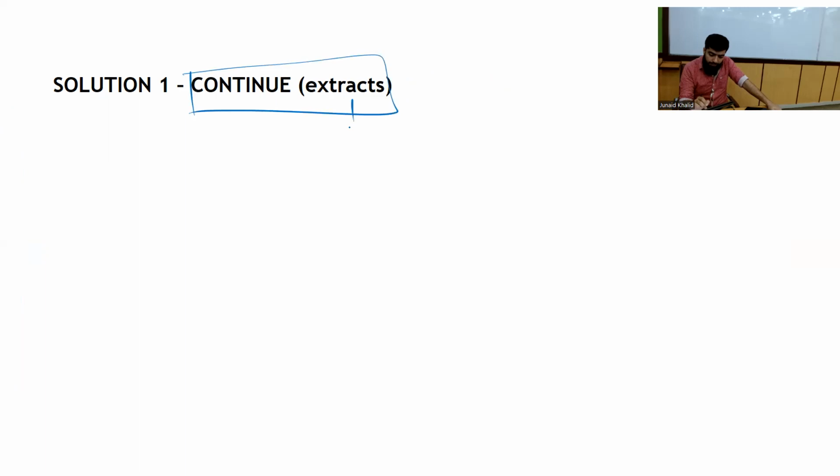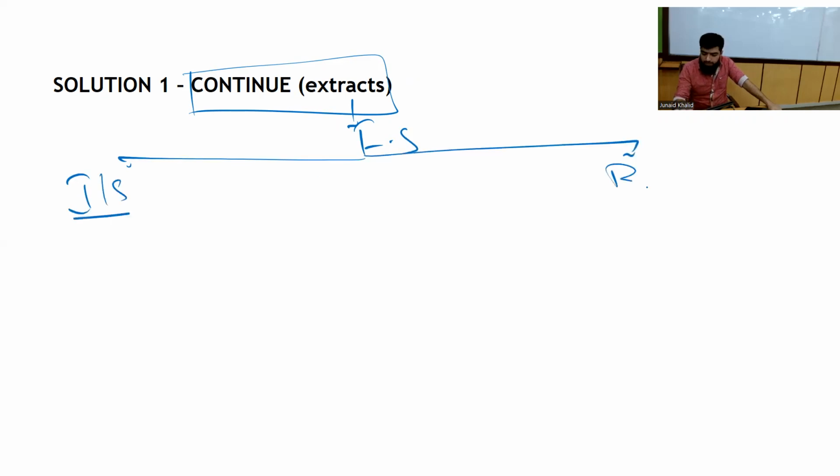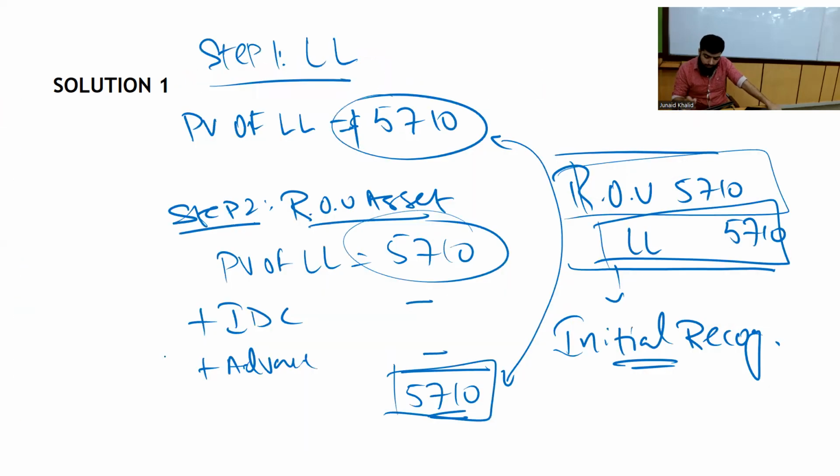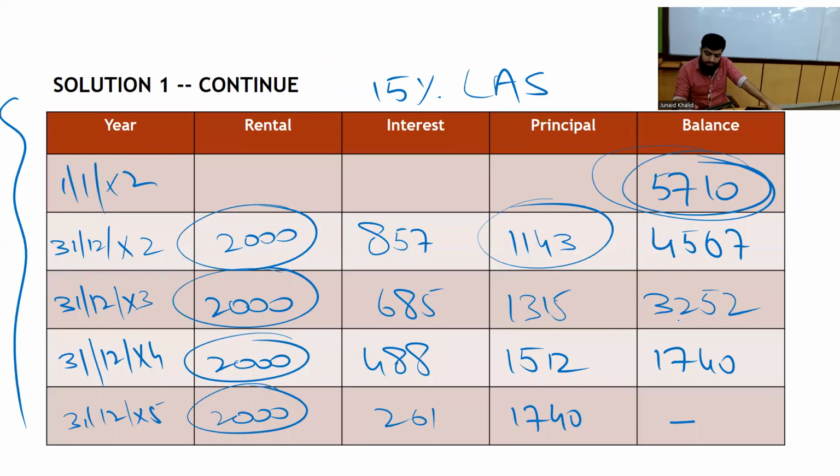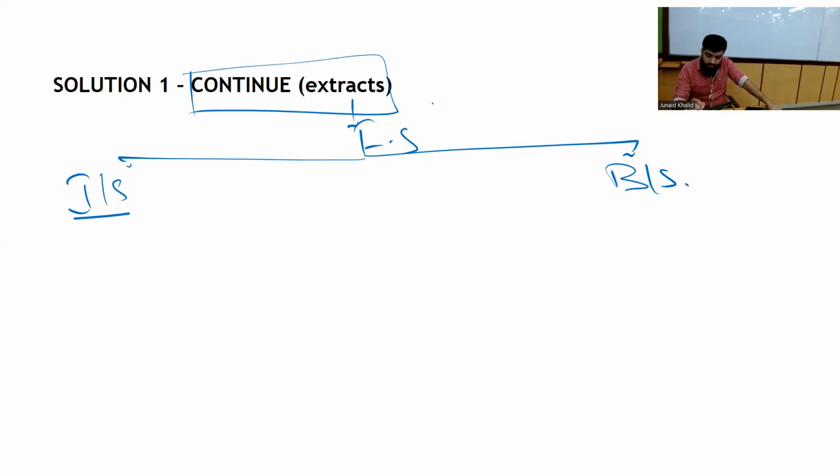We are going to prepare the extracts of the financial statement, and we know that the main components of the financial statement are the income statement and the balance sheet. First of all, we are going to prepare the extracts for the year ended 31st December 20x2.